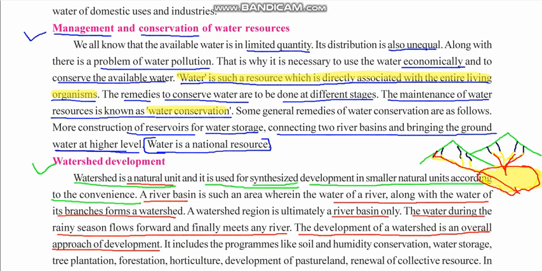See, it includes programs like soil and humidity conservation. It helps to conserve the soil and humidity also. Water shortage can also be solved with it. Tree plantation can be done, forestation, horticulture, development of pasture land, renewal of the collective resources. So these are some of the main programs that can also be included along with the watershed development.